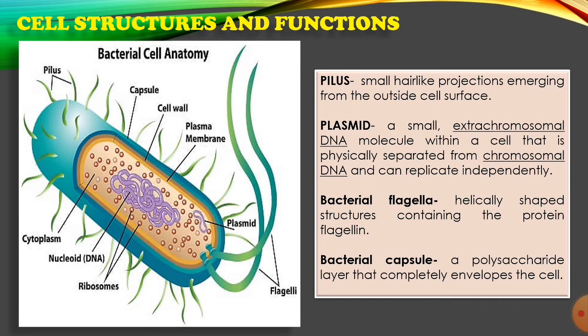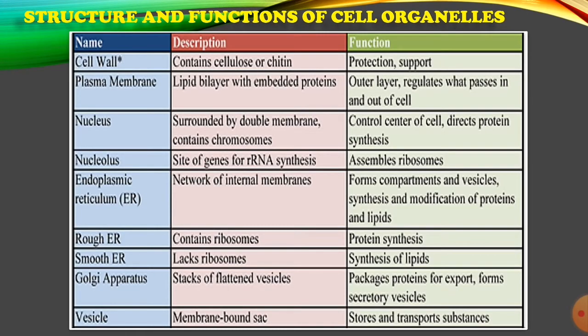Bacterial capsule. This is a large structure common to many bacteria. It is a polysaccharide layer that lies outside the cell envelope. It is a well-organized layer that easily washes off and eliminates the cause of virus diseases.